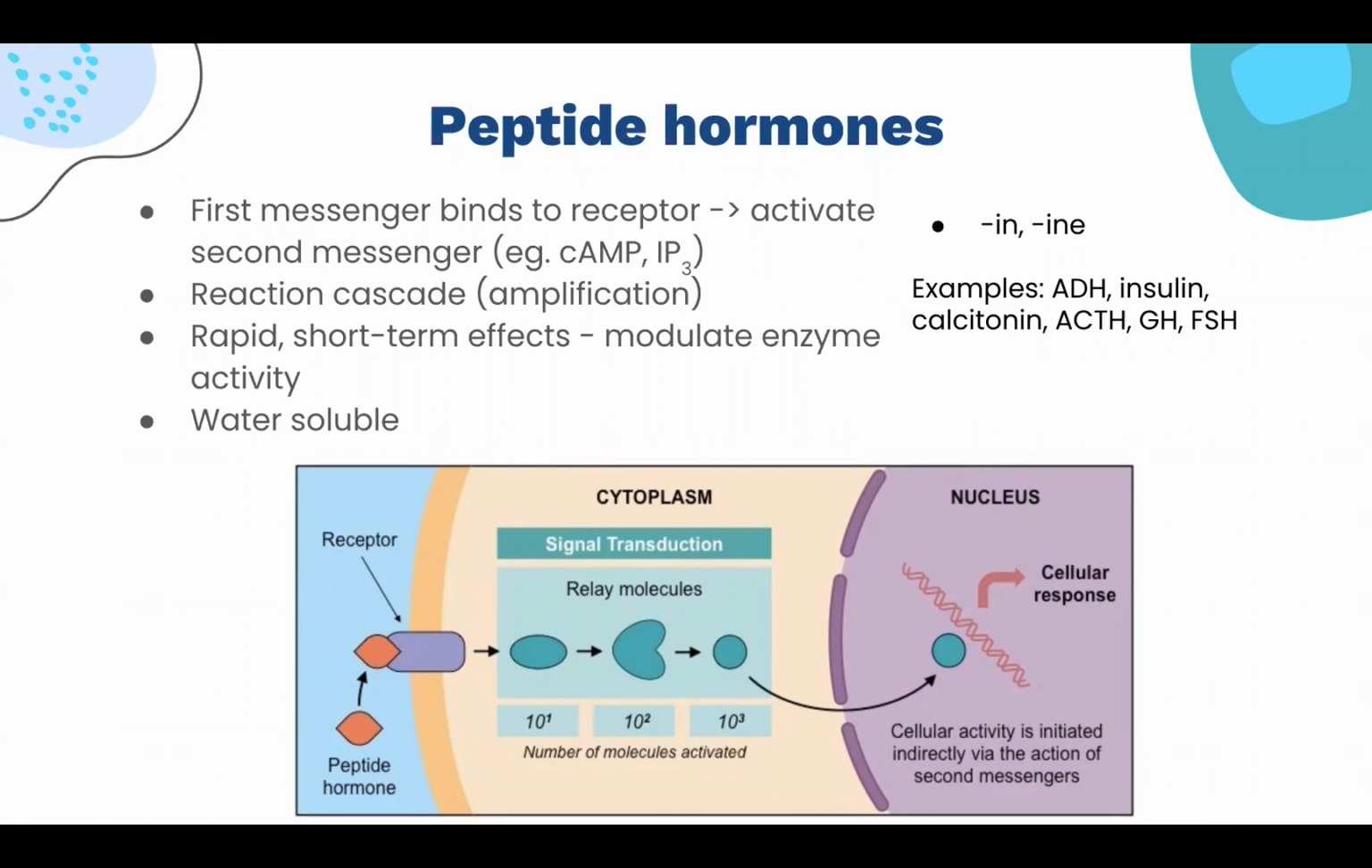You can recognize peptide hormones by their names. Sometimes they will end with "in" or "ine", for example, insulin, calcitonin. Other examples are antidiuretic hormone, ADH, adrenocorticotropic hormone, ACTH, growth hormone, and follicle stimulating hormone.